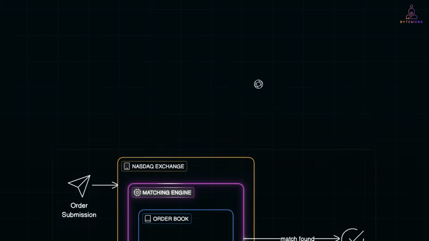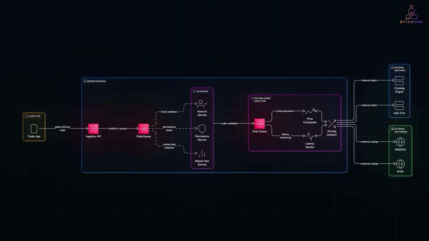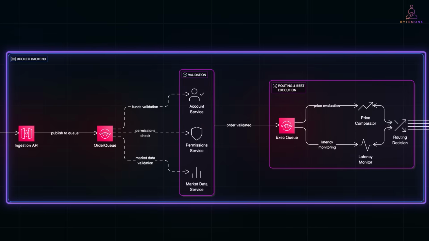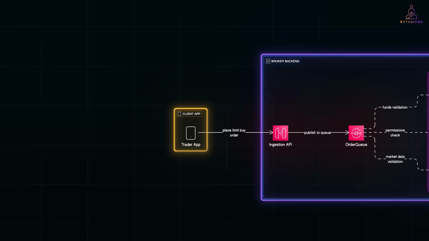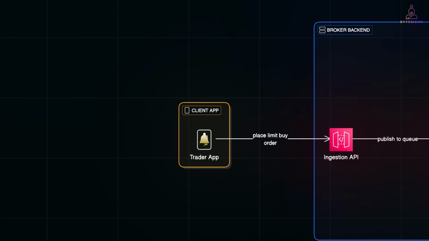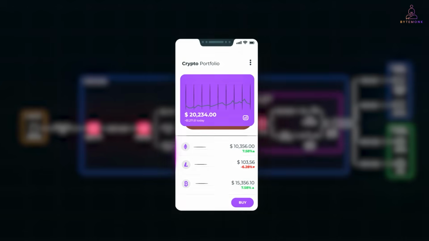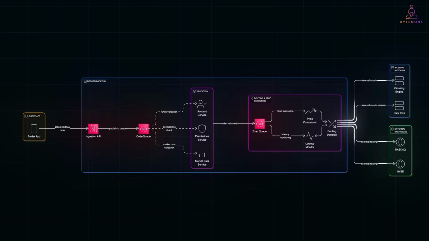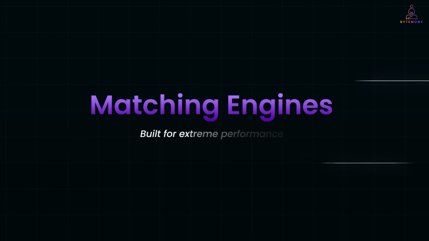And once your trade is done, a confirmation flows back through the system, to the exchange, the broker, and then your app. Once the order is executed, the exchange sends back a confirmation, the broker updates your portfolio, and you see the results in your app. All this in seconds.